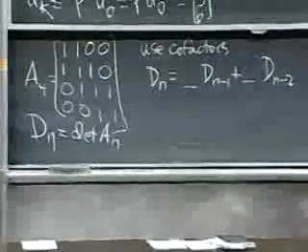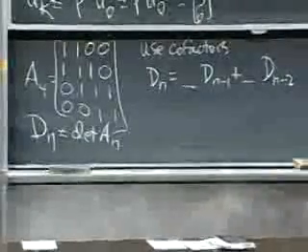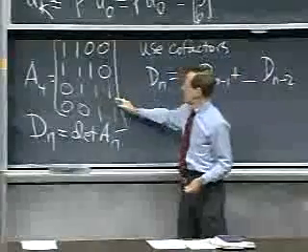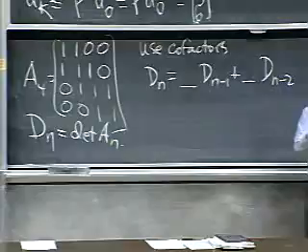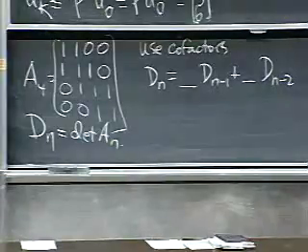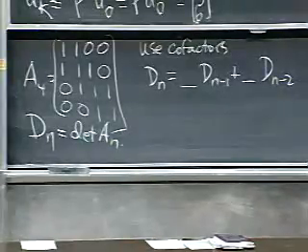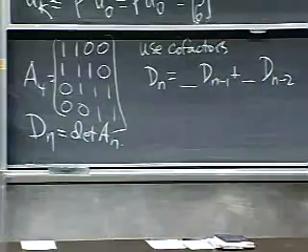So the fact that it's tridiagonal with these constant diagonals means that there is such a recurrence formula. And so the first question is find it. Well, what's the recurrence formula? Okay, how does it go?